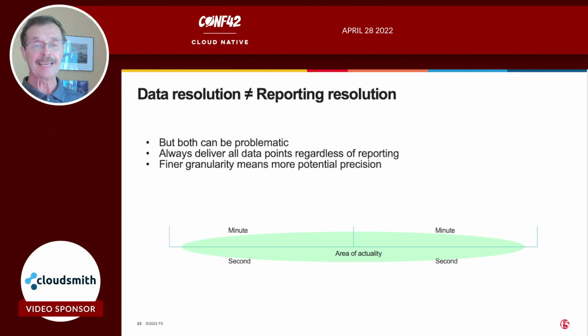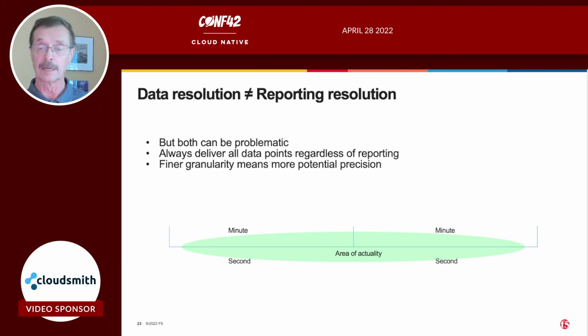So data resolution, the speed at which we pull data in, and reporting resolution are seldom ever going to be the same thing here. They both can be problematic. Throwing away data points means that you can't go back and reconstruct. So always deliver those data points, regardless of what your reporting structure looks like here. And the finer your granularity is, the more potential precision you can have, the more you're likely to get the same number for the same results.